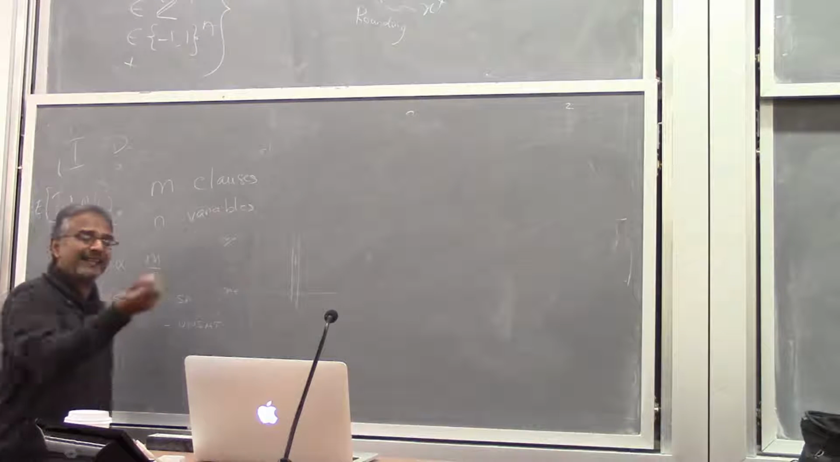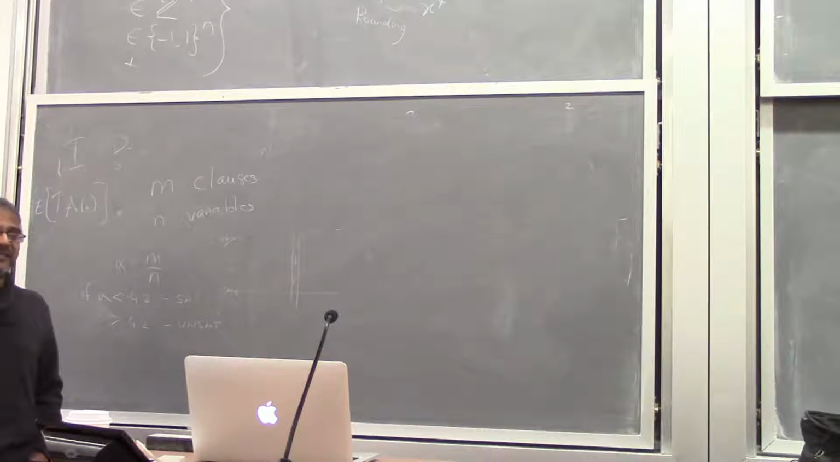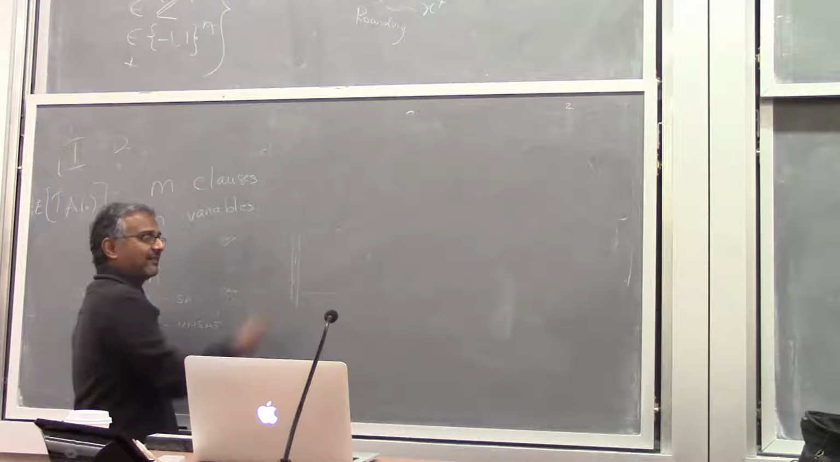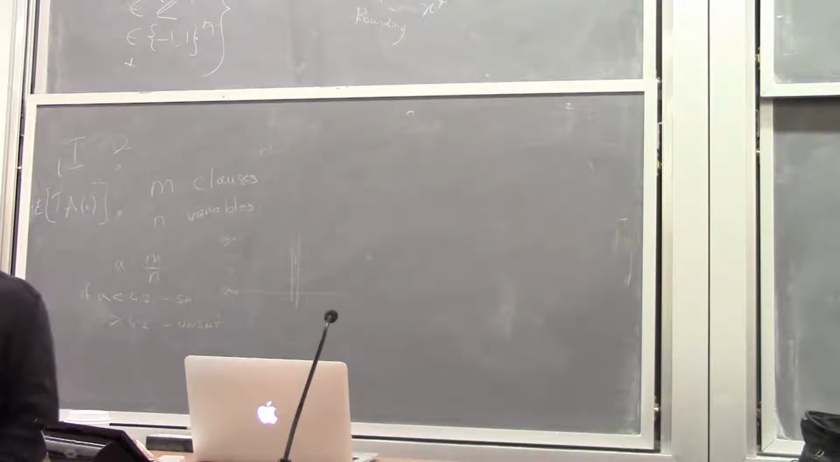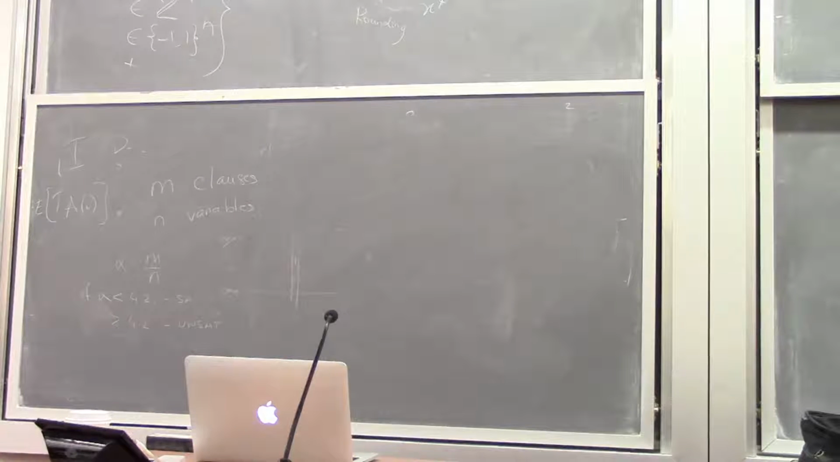And so that's why SAT is easy in most cases, because most of the time you're going to be here or here. It's very rare to be in the narrow band. And that's why it's easy on average. The problem with easy on average, or what does it mean to be average, this is a whole area of complexity theory. What does it mean for a problem to be easy on average? What is average case complexity?